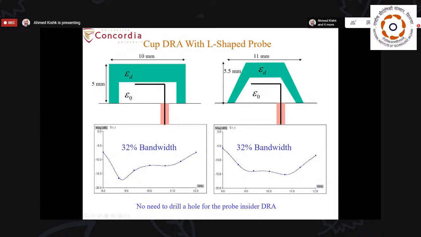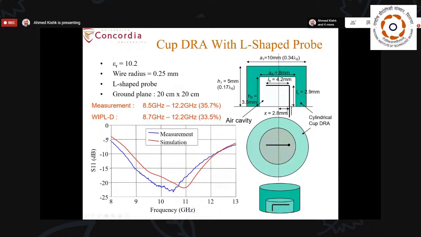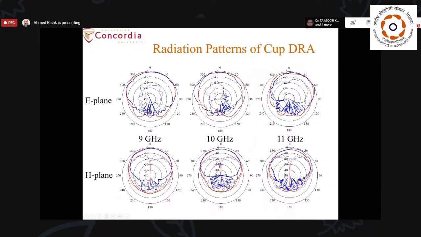And as you can see, we can use this cup shape to fit some application. Actually, for this shape, we were forced to use it because it was one of the requirements for some application that I don't have to mention now. And here you can see this is giving us very wide bandwidth, 32% of bandwidth. And here is one example measurement versus computed that achieves about 35% of the bandwidth with good radiation pattern.